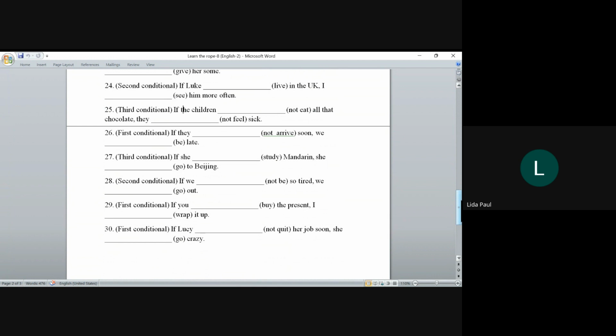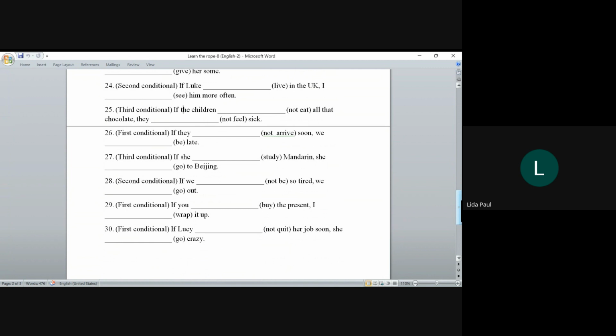If we were not so tired, we would go out, right? Second conditional, so simple past tense. We is a plural subject, so you use the plural form of the verb be, which in past is were. So if we were not so tired, we would go out. Would and then the bare form of the verb go, would go out.